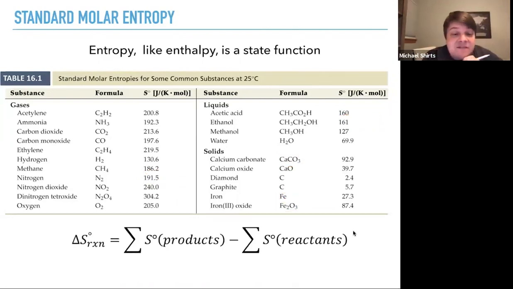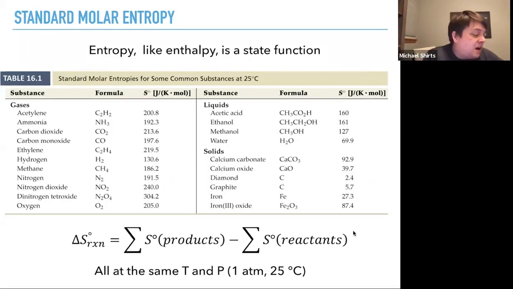And since entropy is a state function, you can calculate the change in entropy of the reaction simply by summing up the standard state entropies of the products and subtracting the standard state entropies of the reactants. So exactly the same as Hess's law. And again, all are at the same temperature and pressure, 1 atmosphere. Technically, it's 1 bar now, but it's nearly the same as 1 atmosphere. You'll see them tabulated in both ways, but the numbers are almost exactly the same, because a bar is only about a 1% difference from an atmosphere, and at 25 degrees C.